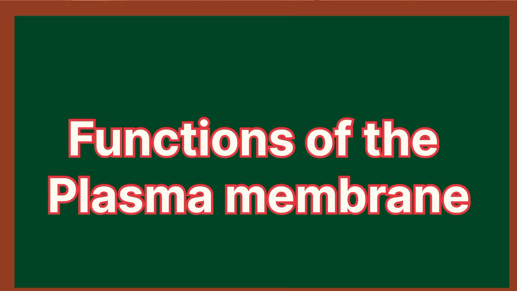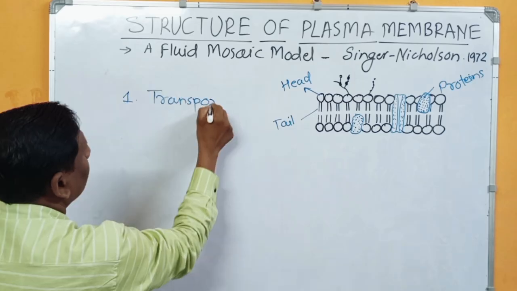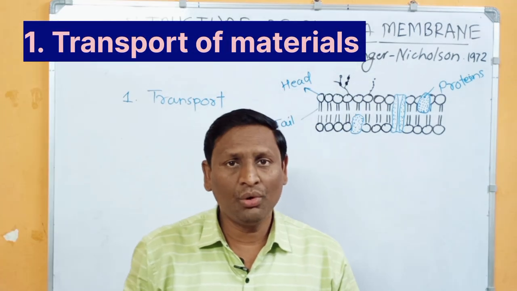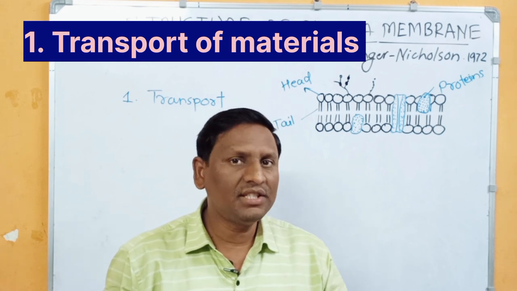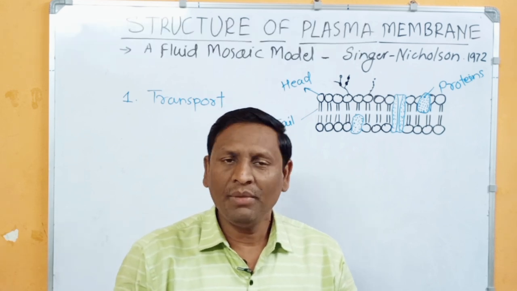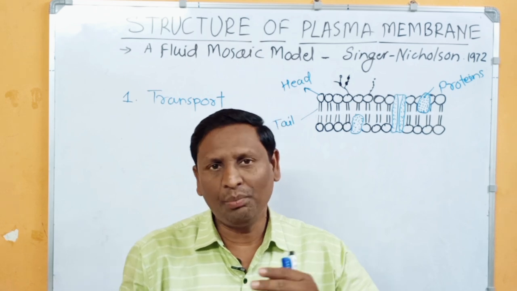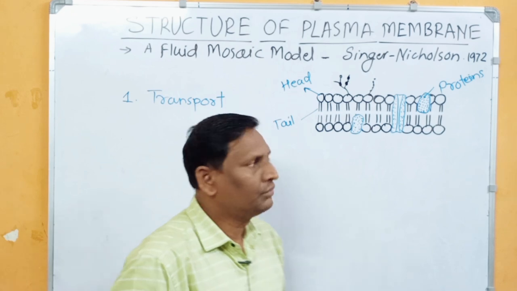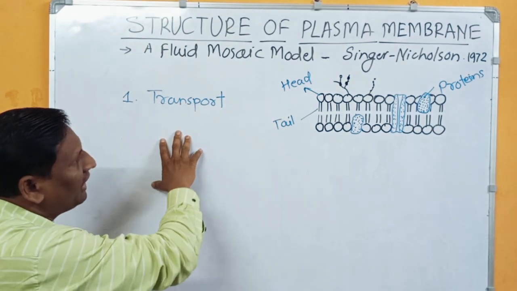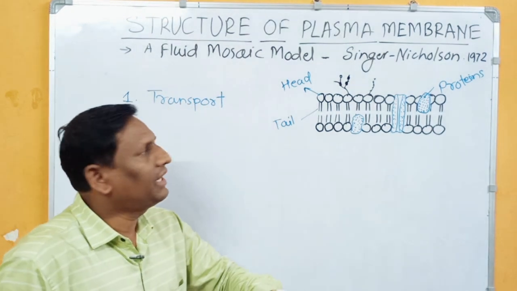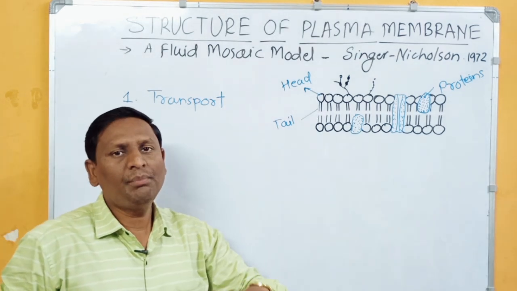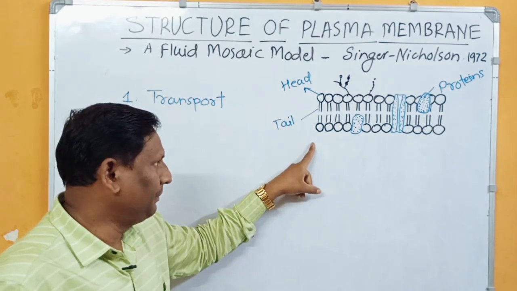Let us understand the various functions associated with the plasma membrane. Transport of materials across the membrane. As you know, plasma membrane is considered as a semi-permeable membrane. It allows certain substances to pass through and will prevent other materials from passing through, so that the transport of material in and out of the cell is regulated by plasma membrane, and this regulation is very important for the survival of a cell.